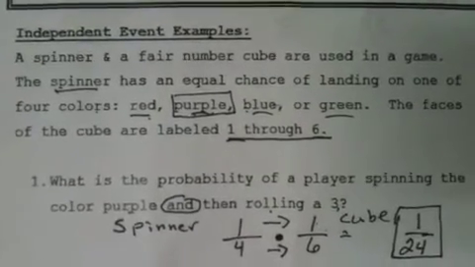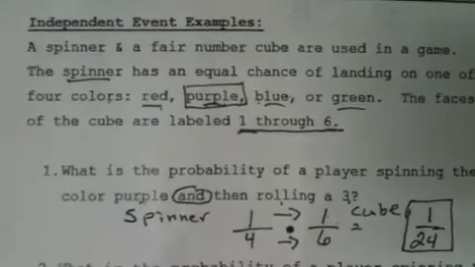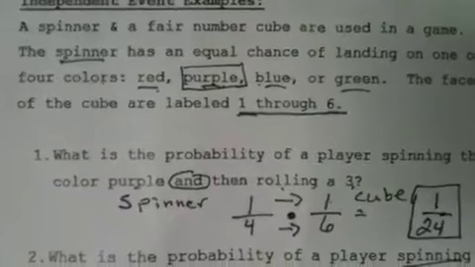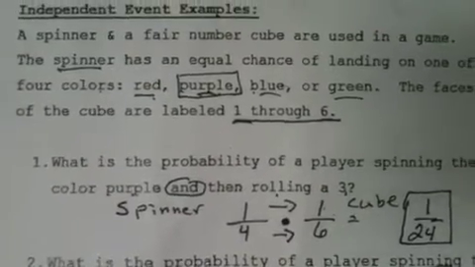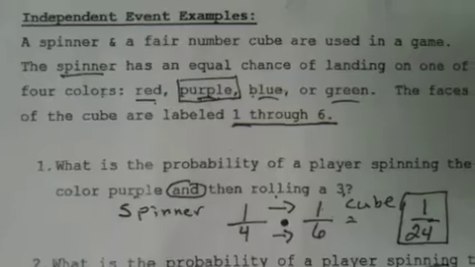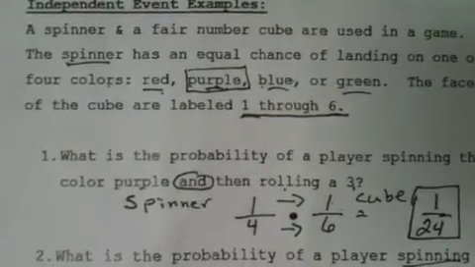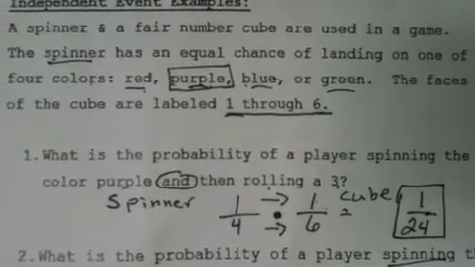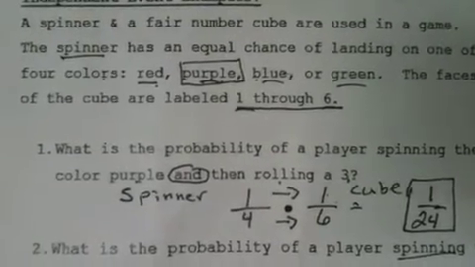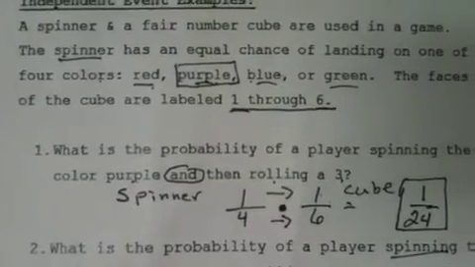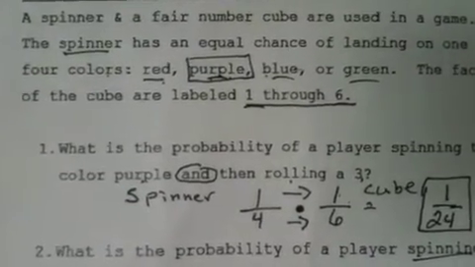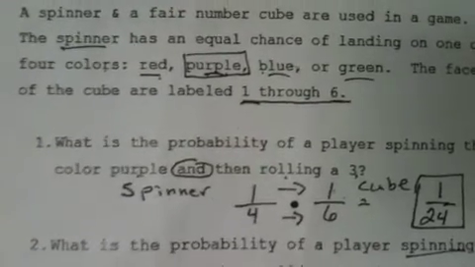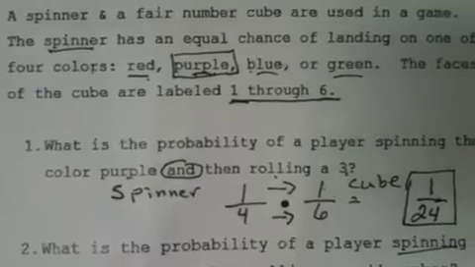So we'll set up the first ratio, which is our spinner. We've got 4 total colors: red, purple, blue, and green. So you'll notice the 4 as the denominator. Now it says spinning the color purple. We only see 1 color purple, so we only have 1 as our numerator, which is our favorable outcome. Now the cube says, and rolling a 3. Well, on a cube we know there are 6 total sides, and there's only 1 number that is a 3, so 1 out of 6 is our ratio for the second event.